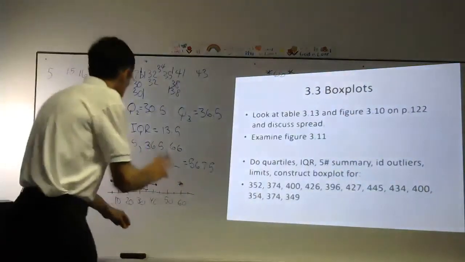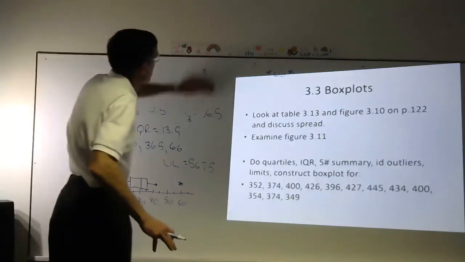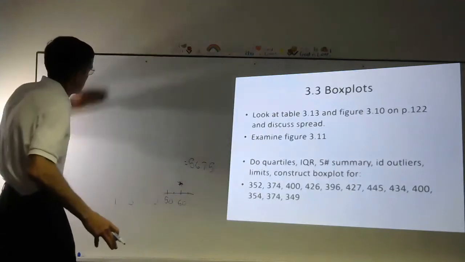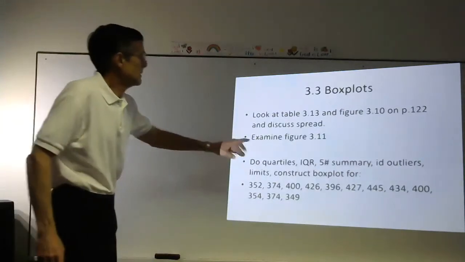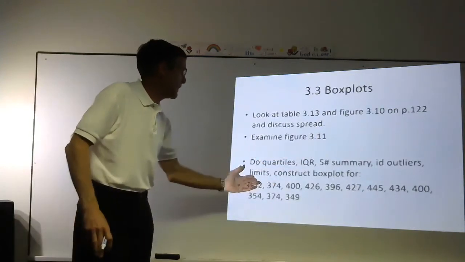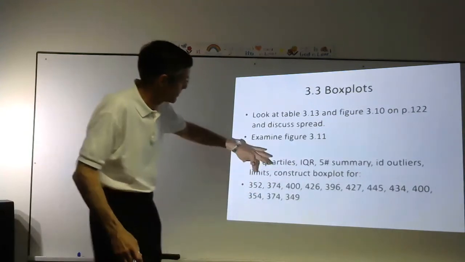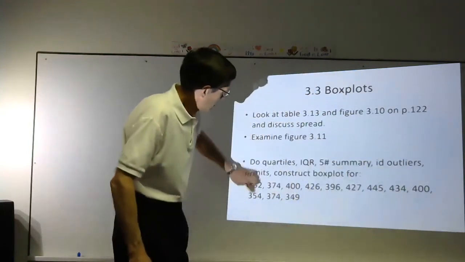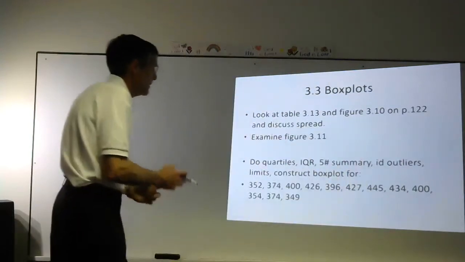Okay, I'm going to get rid of this one totally. So let's get rid of this, and the offensive 66. All right, now we want to do quartiles, 5-number summary, identify outliers, limits, and construct a box plot for this data right here. How many items of data? 12 items of data. Okay, so here we go.